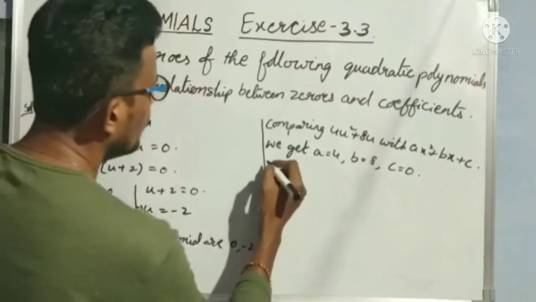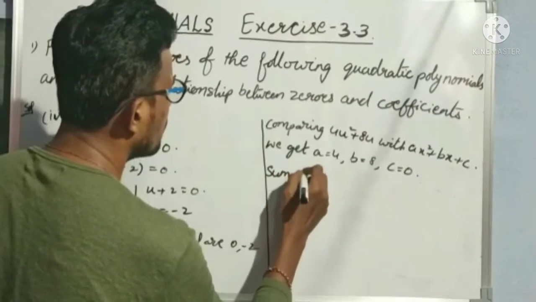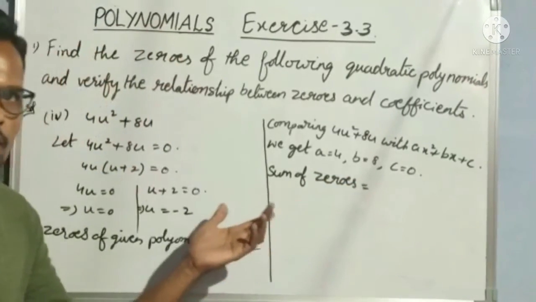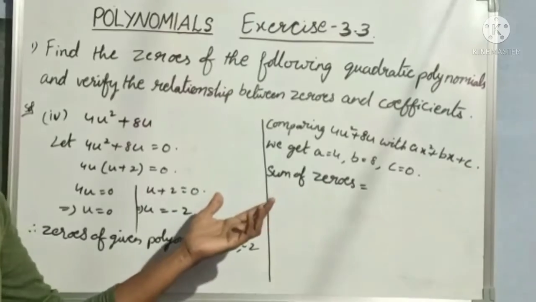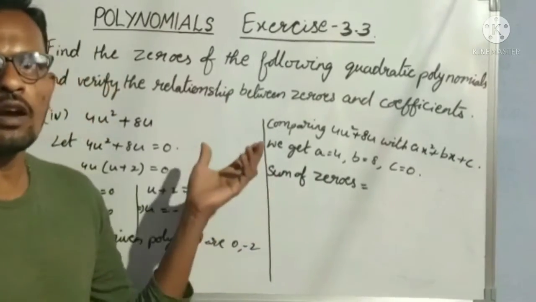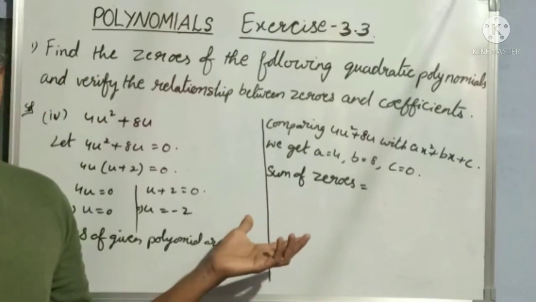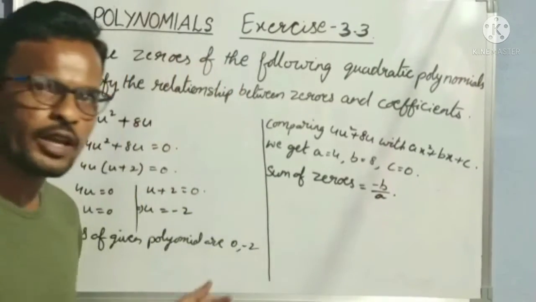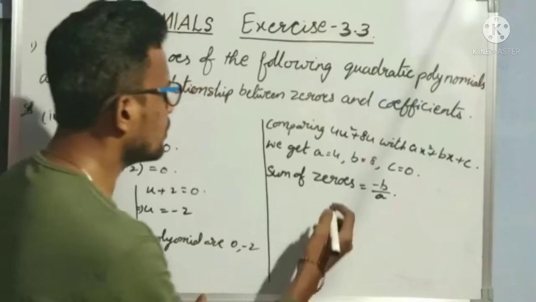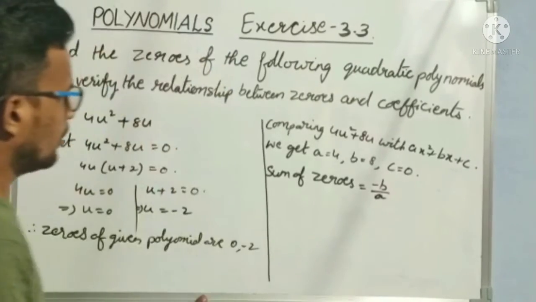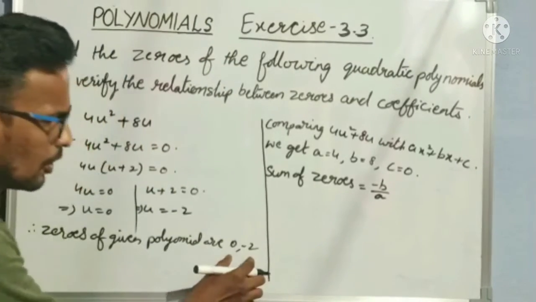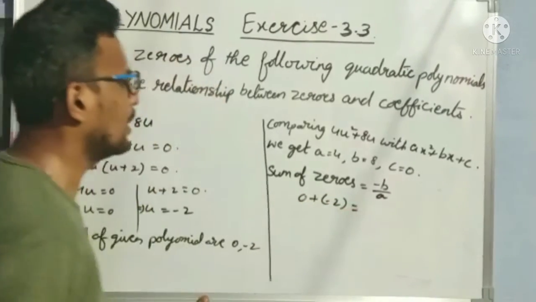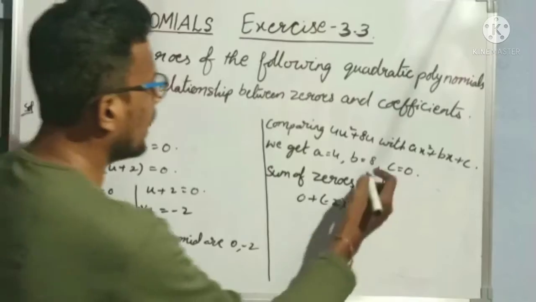Understood? Now let us see sum of zeros and product of zeros. So first sum of zeros. So what is the formula? In the previous problem I explained, no? Please say the formula. So sum of zeros is equal to minus b by a. Right? Very good. You people are very good. So sum of zeros. So what are the zeros here? We are getting 0 comma minus 2. So sum means 0 plus minus 2 is equal to minus b by a.